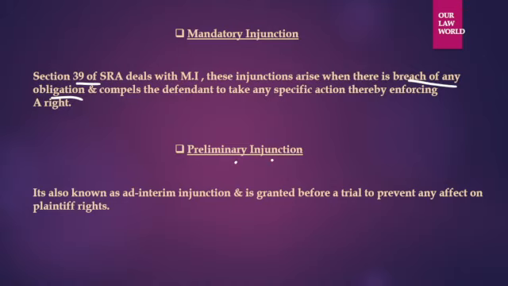Whereas a preliminary injunction is also called an ad interim injunction, and it can be granted before a trial. So don't get confused. Preliminary injunctions can be granted at the very beginning. Mandatory injunctions are granted when there is any breach of obligations.